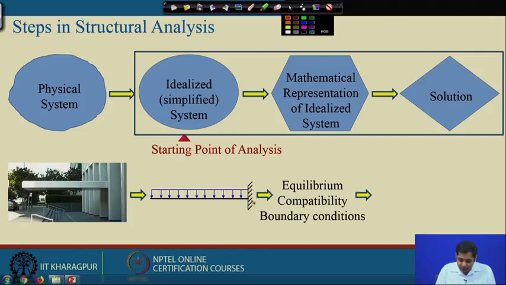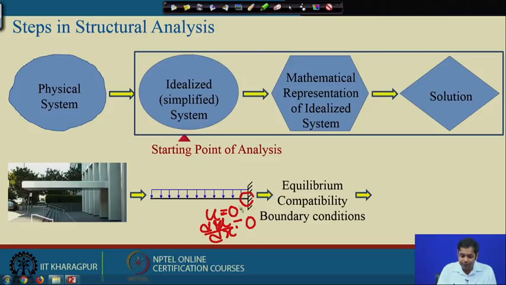For instance, at this point, your displacement is 0, u is equal to 0, and the slope is equal to 0, so du/dx is equal to 0. These are the boundary conditions you have here. The slope is 0 and moment is 0, right.